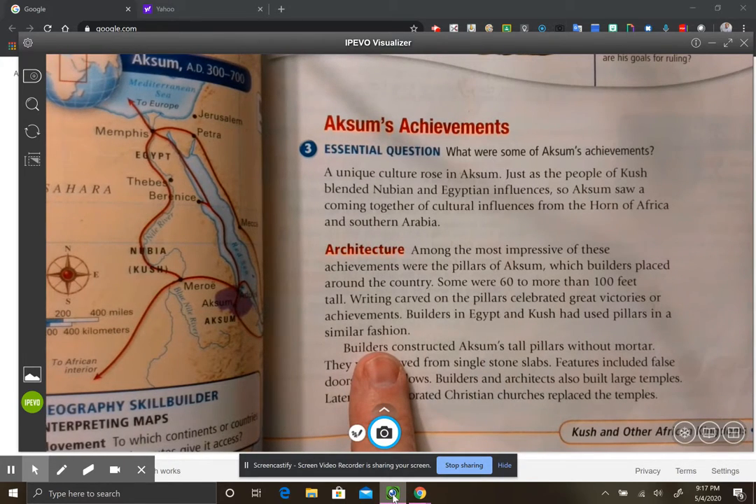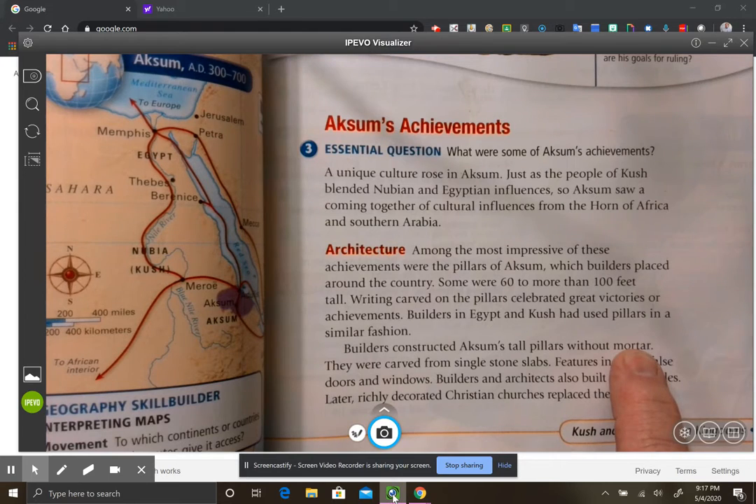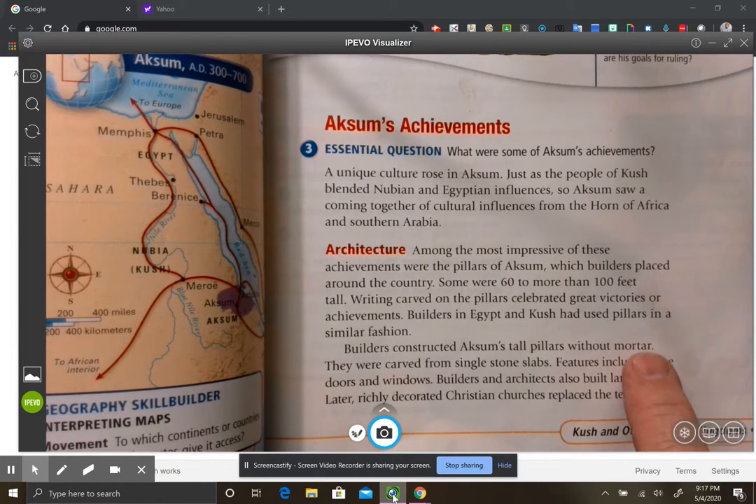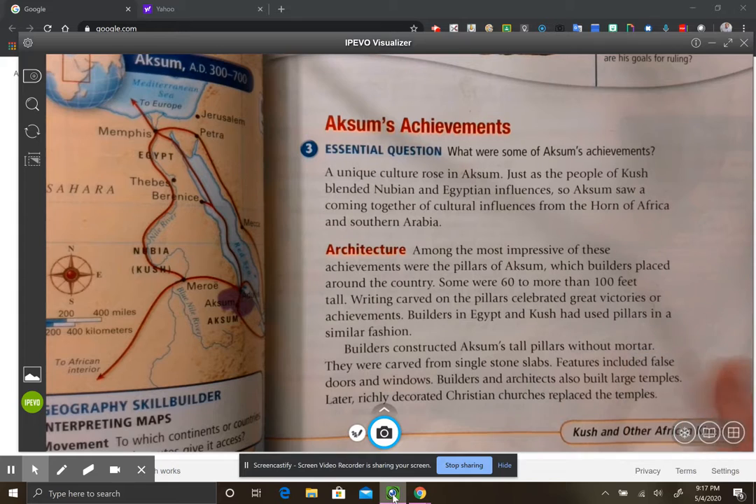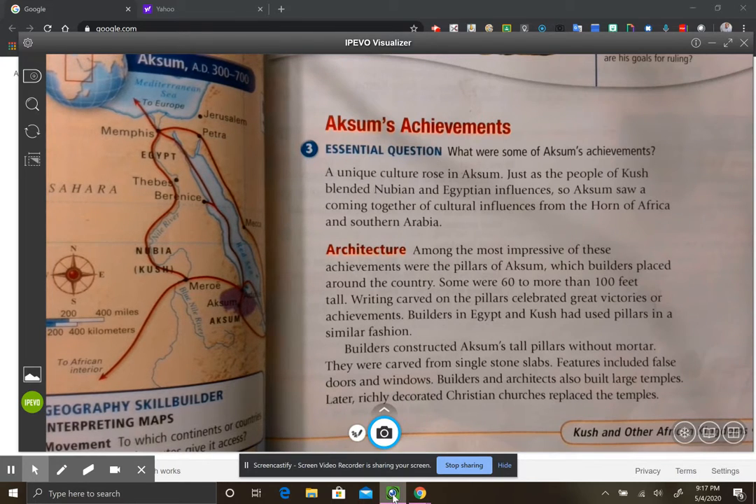Builders constructed Aksum's tall pillars without mortar. Now, mortar is the kind of cementy white stuff that you see between bricks. It kind of glues them together and structurally supports them. They didn't use any of that stuff. They didn't use mortar to glue things together. They were carved from single stone slabs. Features included false doors and windows. Builders and architects also built large temples. Later, richly decorated Christian churches replaced the temples.